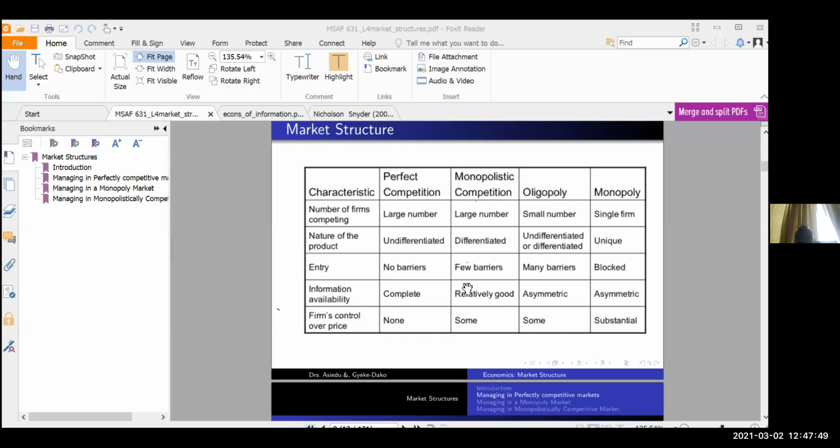Information availability, people can still tell you where to get what, right? So not complete, but relatively good. Some control, are they able to charge different prices? Yes, they do. So there's some control. So maybe Vortec will be relatively different from Verna or the other brands in the market. Belacqua and those. So bottled water is a good example of a monopolistic competitive market. Let me go into the list.